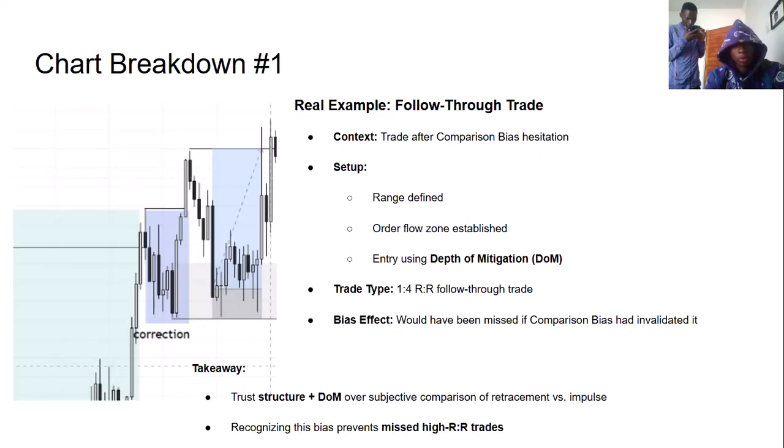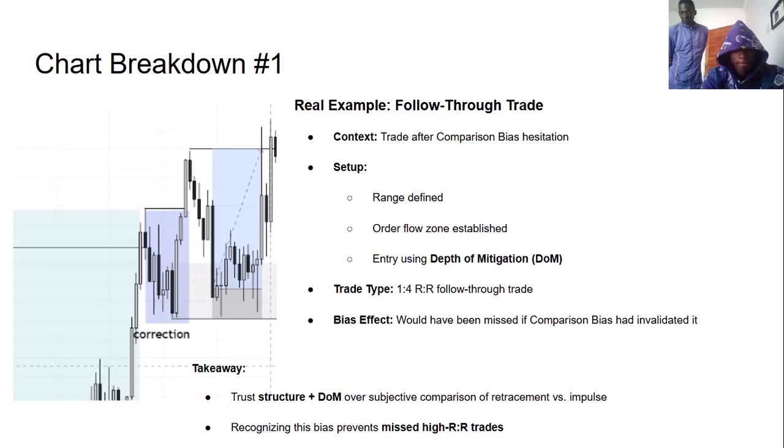This is chart breakdown number 1. We get that small correction that we invalidate and say it's not a structure point. And guess what happens? We get that small correction, and let's just say this is our higher low. We get that push out, we get our higher high, break of structure, continuation signature. What happens? We identify our order flow. It is associated with inefficiency, and we utilize DOM refinements, and this was a 1 to 4R trade. As you guys can see, it would have been a trade that hit TP. So this trade would have been missed if comparison bias had invalidated it.